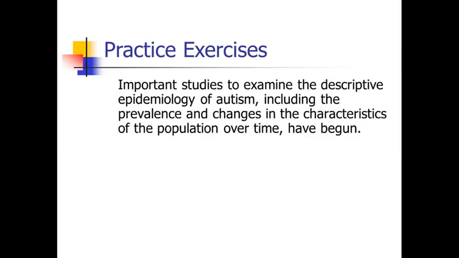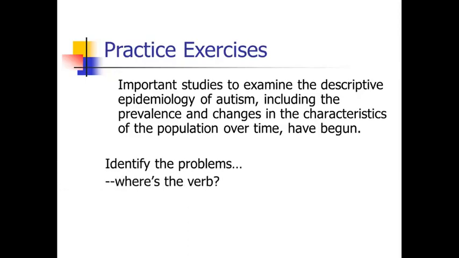All right, another example. So this one reads, "Important studies to examine the descriptive epidemiology of autism, including the prevalence and changes in the characteristics of the population over time, have begun." Now again, as I'm reading that out loud, you can hear some parts of that sentence that are a little bit awkward. So hopefully the first thing that you noticed, and I'm going to just list the problems for this one, is, again, the problem of where's the verb. The main verb of that sentence doesn't come until the very end. So that's really hard for the reader to read through because they don't know where you're going with this.